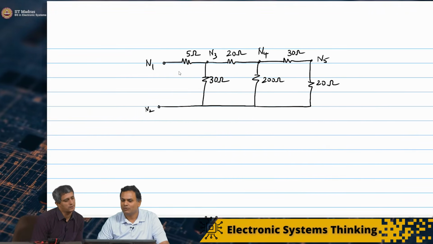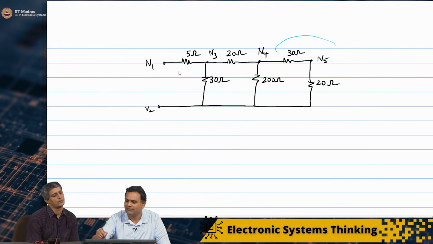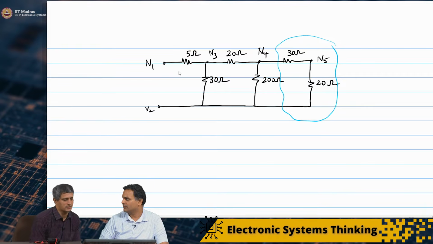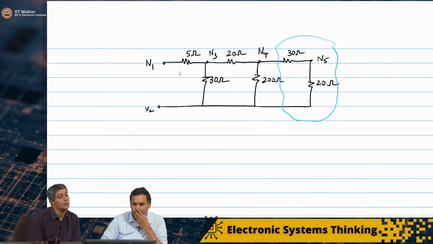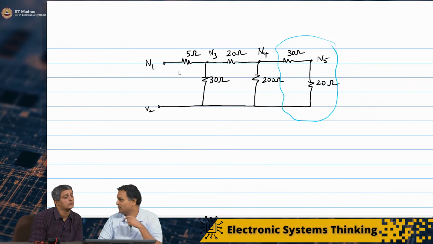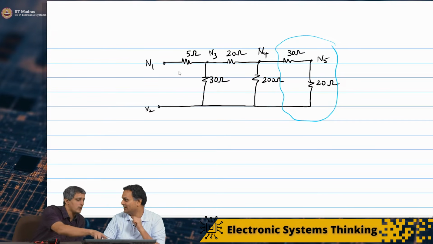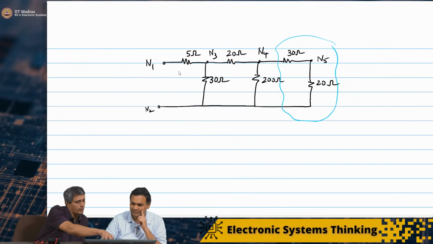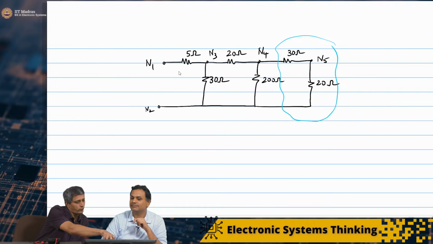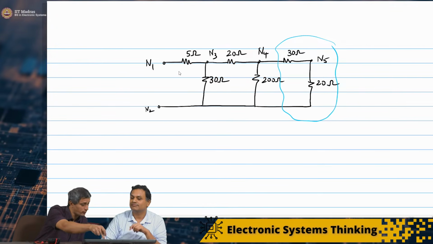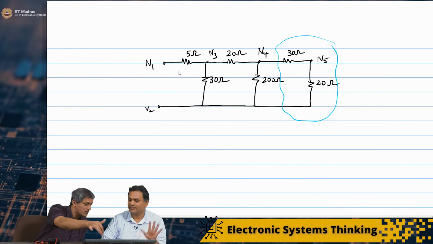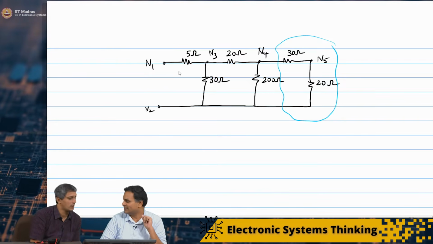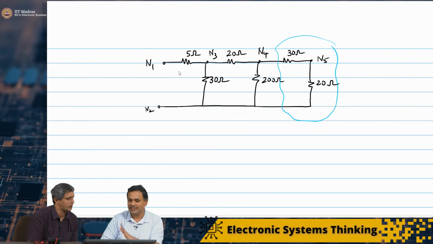So maybe what I'm going to do here is try further away from N1 and N2. I'll start from the rightmost side, because I also identified those two are in series. Current comes into N4, out of N4 into the 30 ohm, and has nowhere to go because N5 is not connected to anything else but the 20 ohm resistor. That's correct, so that's a series combination.